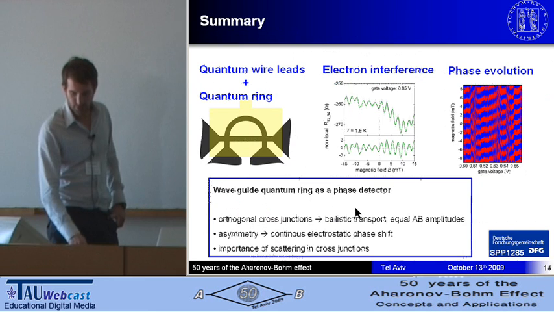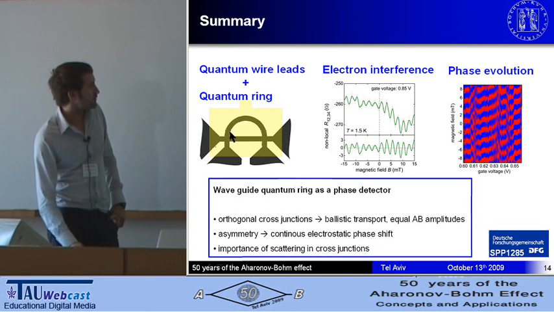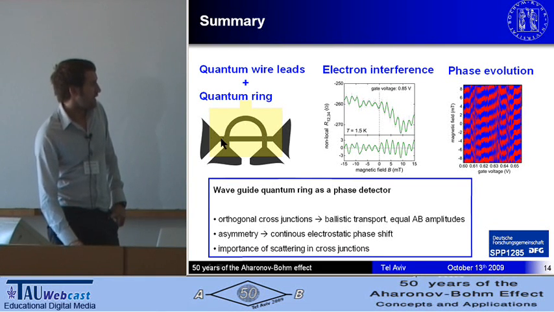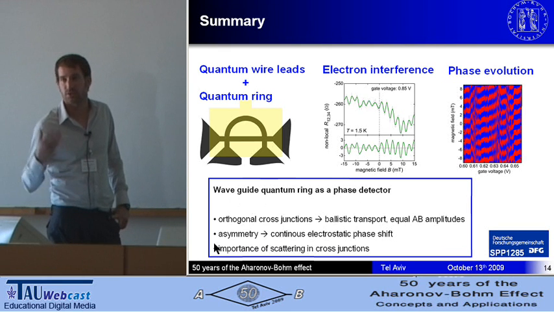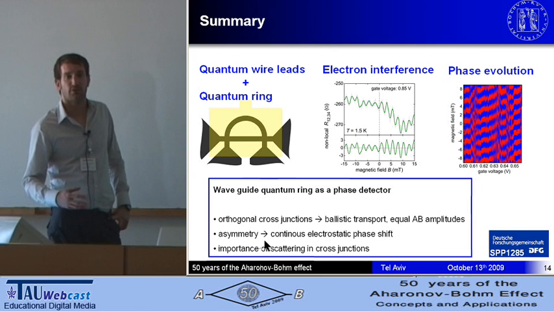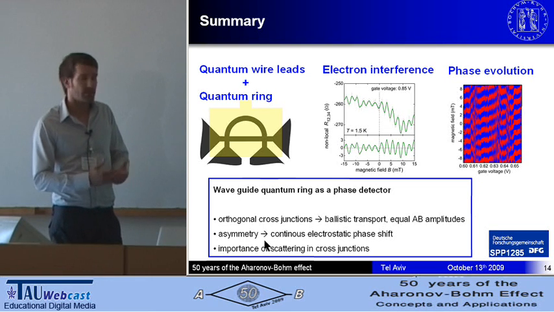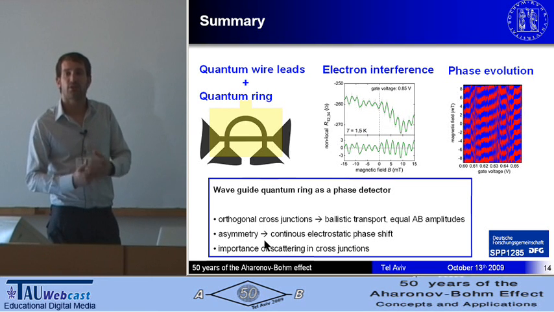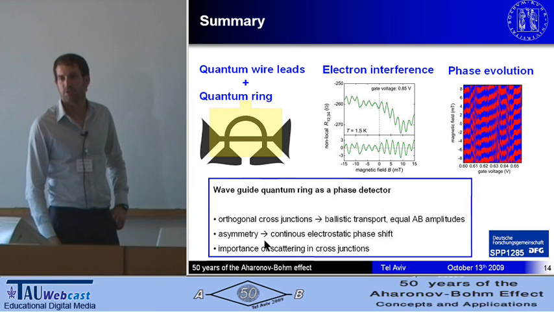Well, at this point, I would like to finish the presentation. I talked about this quantum ring with the specialty that we have quantum wire leads leading to the ring. We found that the orthogonal cross junctions play a significant role, that the asymmetry helps us to detect a phase shift induced electrostatically, and that scattering of the wave packets at the cross junctions is important. As a major result, we can state that this waveguide quantum ring does allow for a phase detection induced environmentally. Thank you very much.